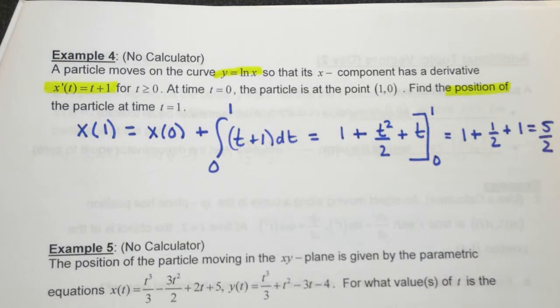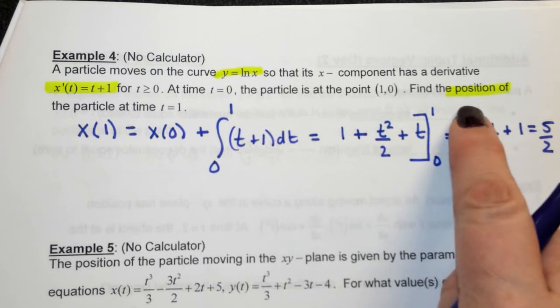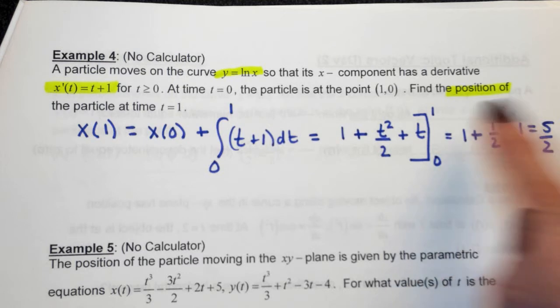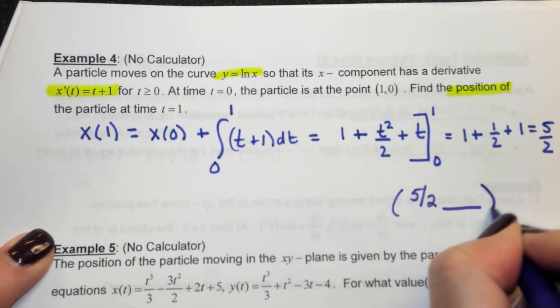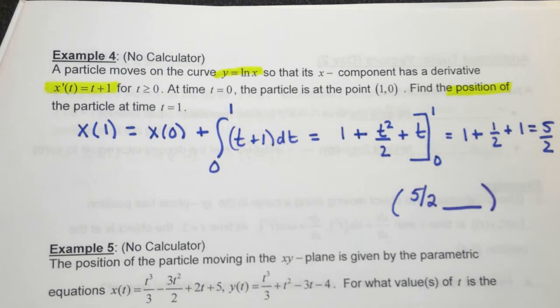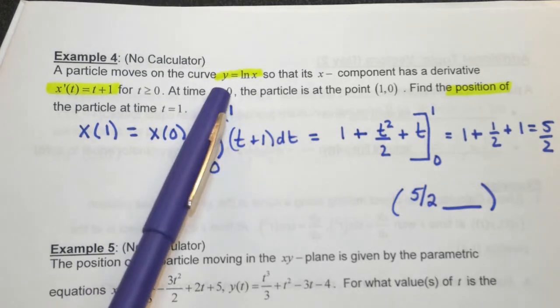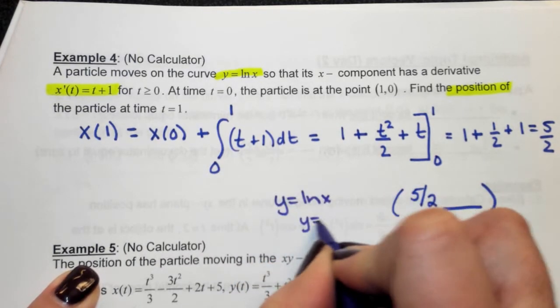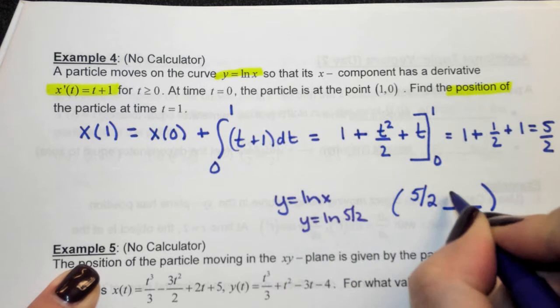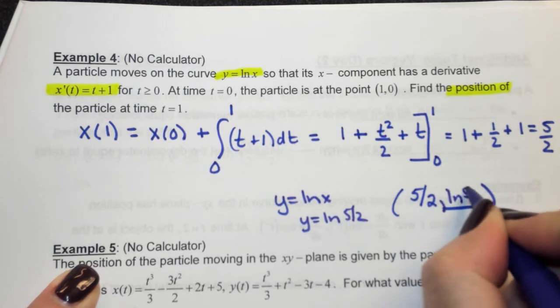Now they want me to find the position. I have to have a position for my horizontal and my vertical. I know my horizontal component is 5/2. How am I going to find the y-coordinate? What can I plug 5/2 into to find the y-coordinate? They're giving me my y equals natural log of x function. So y is going to be equal to the natural log of 5/2. So the y-coordinate is the natural log of 5/2.